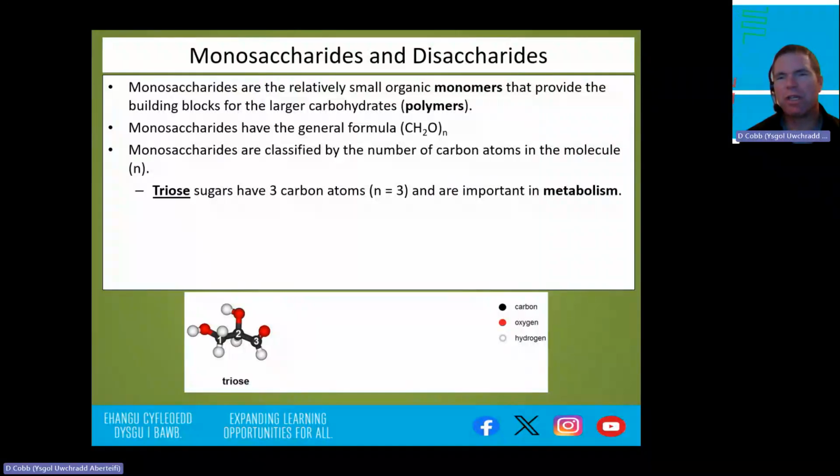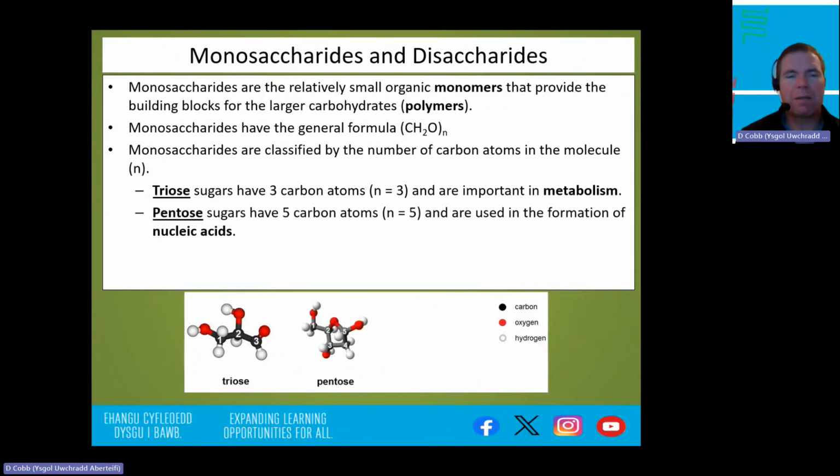It's something we cover at A2, and we've just got to park this for now. What do you mean by metabolism? Metabolism is all the reactions that take place inside the cell or inside the body, and the only time at A level where we actually see a triose sugar is when we get to A2 in respiration and photosynthesis.